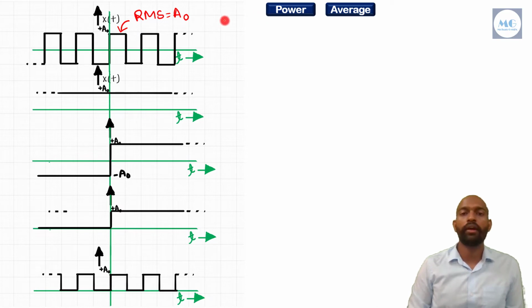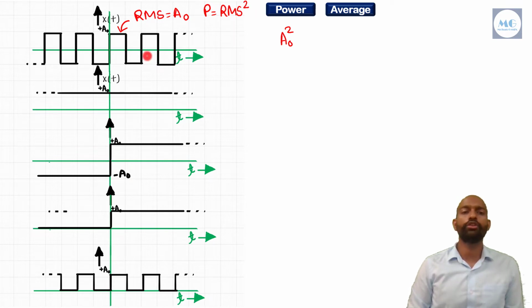And what is the power? Power is equal to RMS square. We know it from our previous lecture. So what will be the power of this square wave? The power of this square wave will be A naught square, as A naught is the RMS value of this signal.